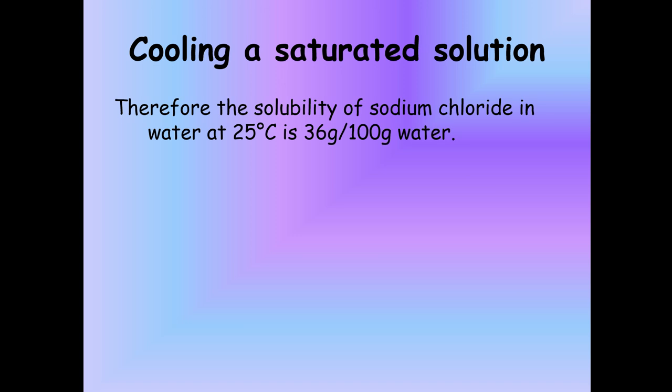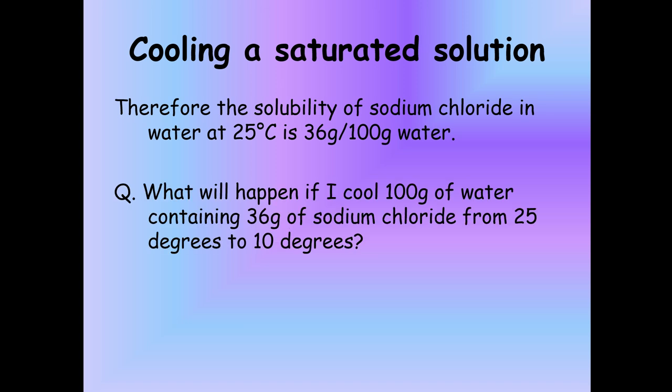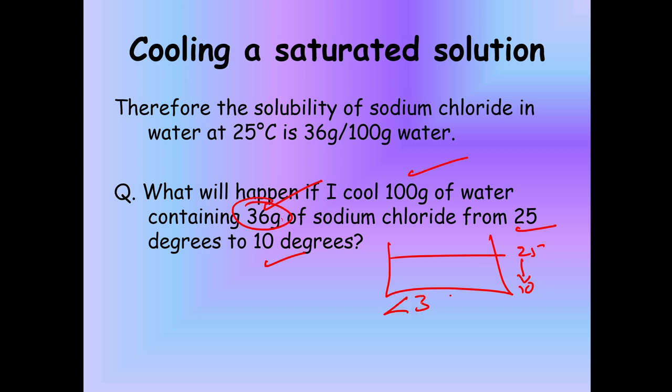Right. What happens then, if we take 100 grams of water, which contains 36 grams of sodium chloride, in other words, it's saturated, and we cool that from 25 degrees down to 10? Well, we said earlier that as you decrease the temperature of a body of water, the solubility of solids decreases. So if we go from 25 degrees Celsius down to 10 degrees Celsius, 36 grams can no longer dissolve. It has to be less than 36 grams that will dissolve.